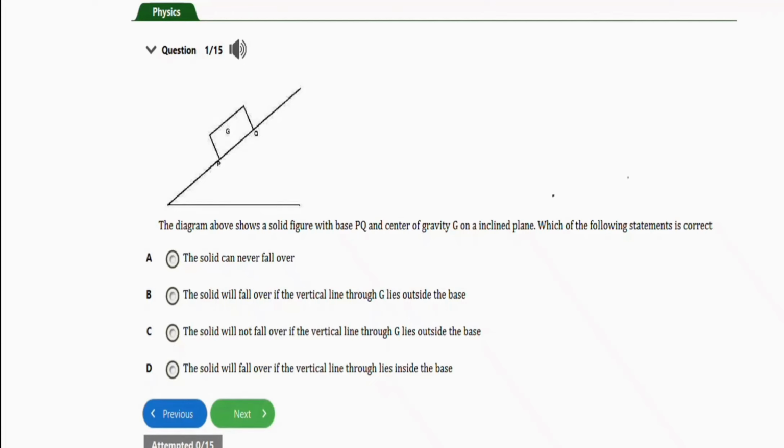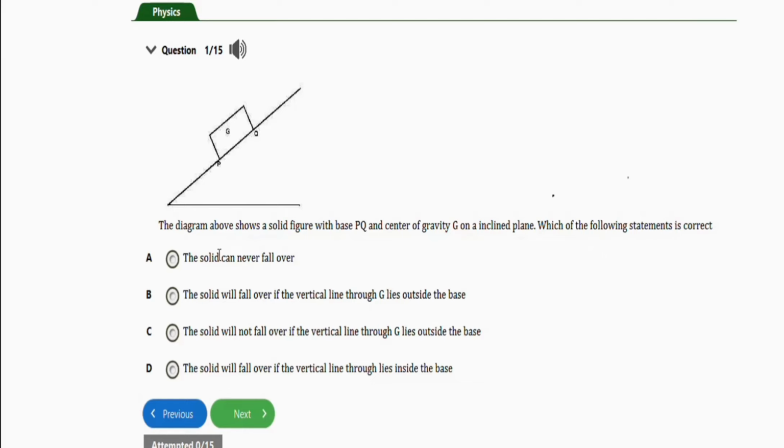In this video, we are going to learn how to solve these JAMB Physics repeated questions under the subtopic center of gravity and stability in equilibrium of forces. Let's get started. The first question I have here says, the diagram above shows a solid figure with base P, Q and center of gravity G on an inclined plane. Which of the following statements is correct?